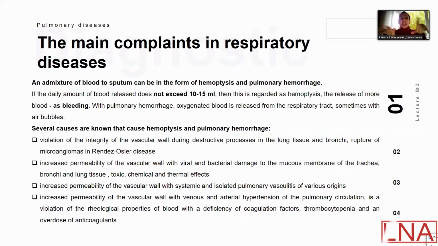Do not forget that with hemoptysis, the amount of blood will not exceed 10 to 50 milliliters. In other cases, we assess it as bleeding. It's very important, because chronic bleeding is more than 50 milliliters per day. Pulmonary hemoptysis of less than 50 milliliters per day can cause chronic anemic syndrome and chronic post-hemorrhagic anemia. So these are the main causes of hemoptysis and pulmonary hemorrhage.